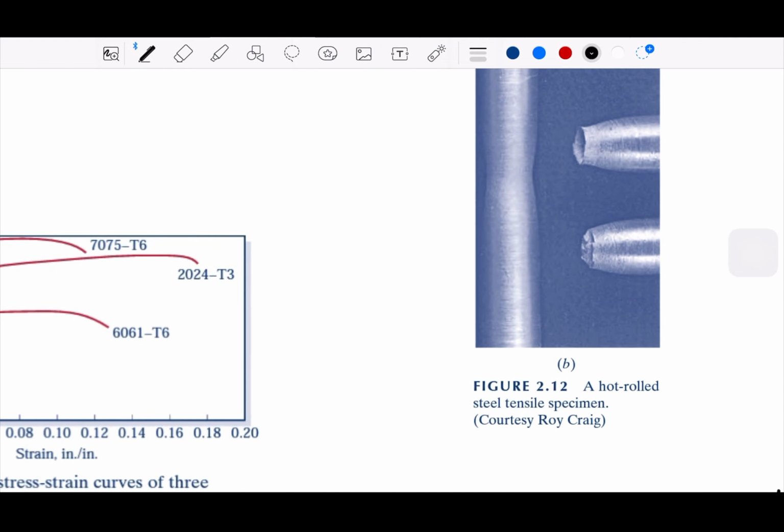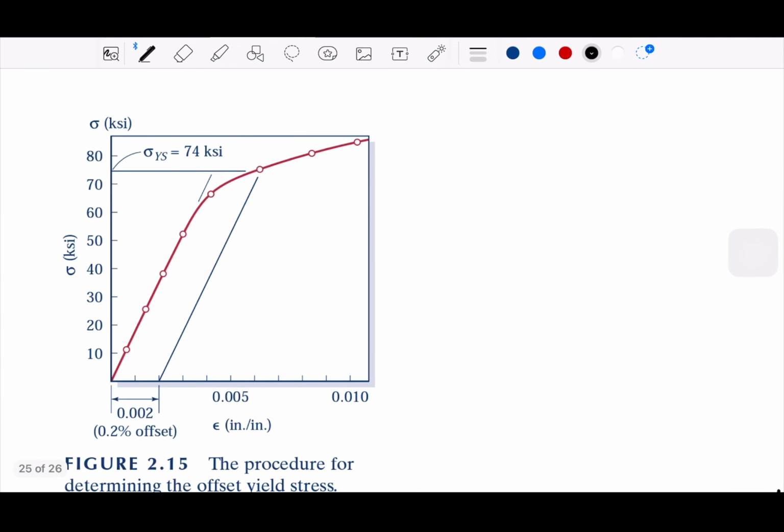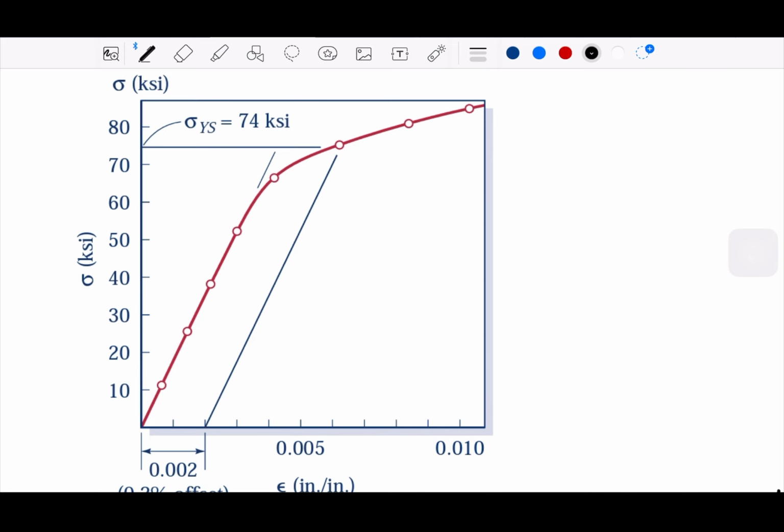And this is the control specimen, the cup-cone fracture. As I said, this is how we use our offset. Although it's not in the standard unit, it's in ksi and inches, the method is still the same. We're just using the 0.2% offset, and take the slope proportional to the slope, and that will be our yield stress.